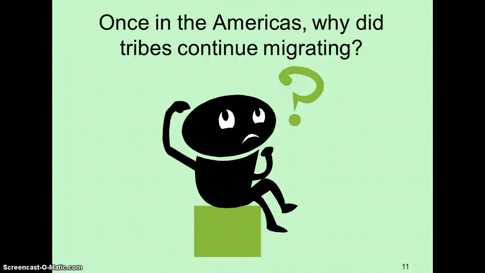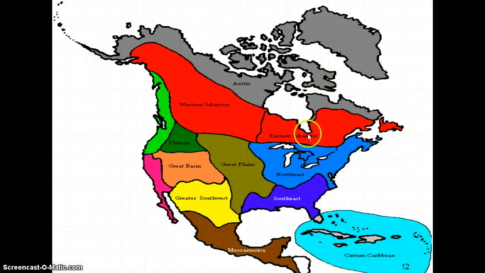Once the tribes got here to North America, why did they continue migrating? Well, we know in North America there are a number of different Indian cultures. We're accustomed to the Northeast Woodlands Indians, but there are others like the Seminoles in the Southeast, the Aztecs here in Mesoamerica, a lot of the Plains Indians like the Sioux and others. And they're just different culture areas.